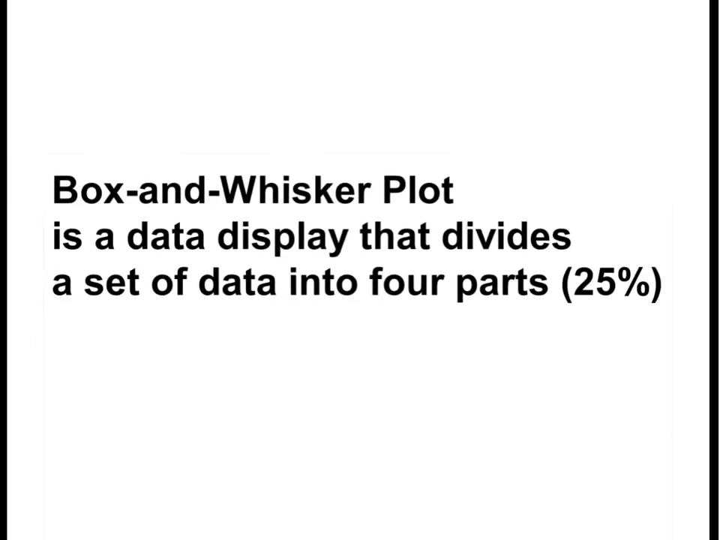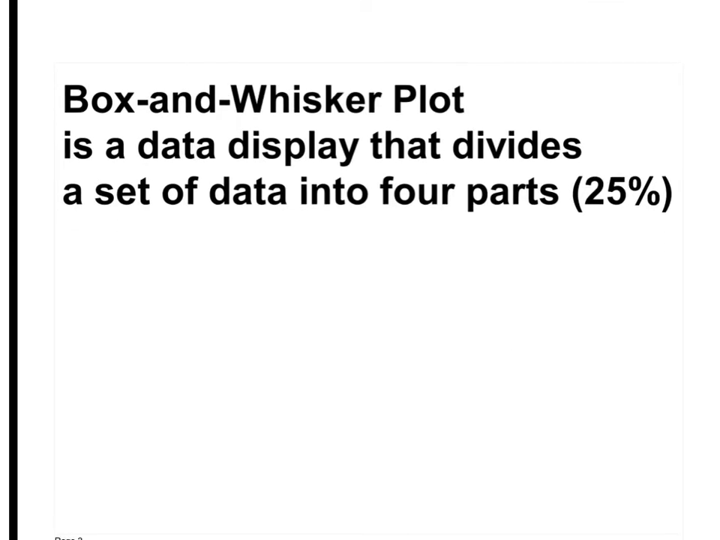All right, write this down. This just tells you what a box and whisker plot is. I'm going to show you here in a minute how to find it. It's just a data display that divides a set of data into 4 parts. So each section of a box and whisker plot is 25% of the data. All right, everybody understand?